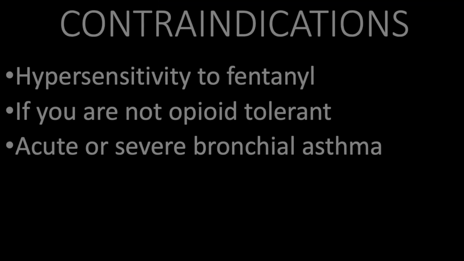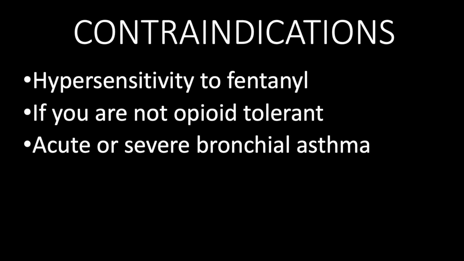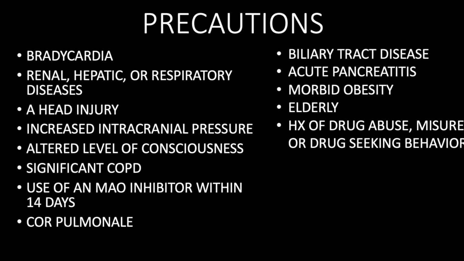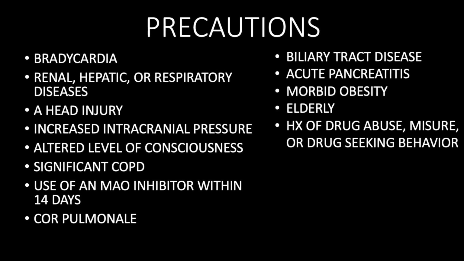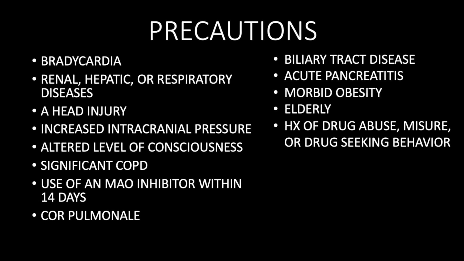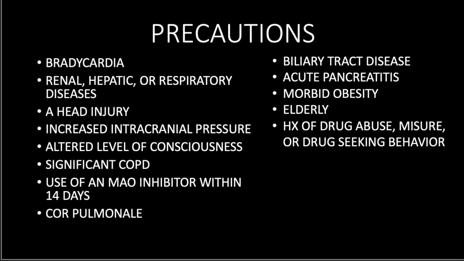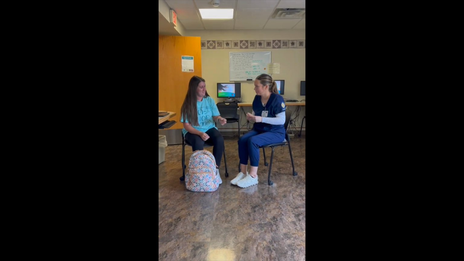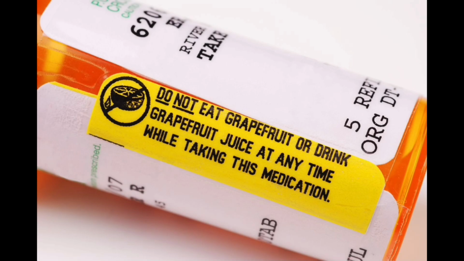Do not take fentanyl if you have a hypersensitivity to fentanyl, if you are not opioid tolerant, or if you have acute or severe bronchial asthma. Take precautions if you have bradycardia, renal, hepatic, or respiratory diseases, a head injury, altered level of consciousness, biliary tract disease, acute pancreatitis, cor pulmonale, significant COPD, increased intracranial pressure, are elderly, have morbid obesity, a history of drug abuse, misuse, drug-seeking behavior, and dependency, or if you have taken an MAO inhibitor within 14 days. Avoid grapefruit juice when taking fentanyl.